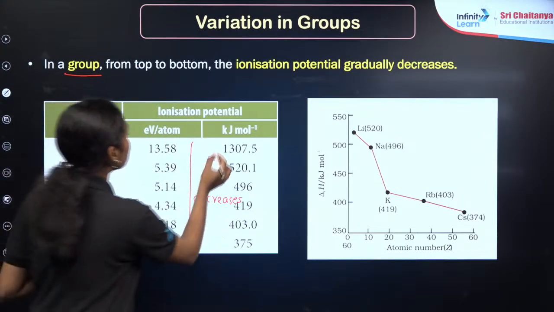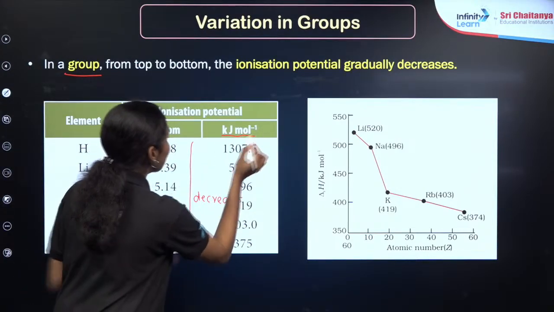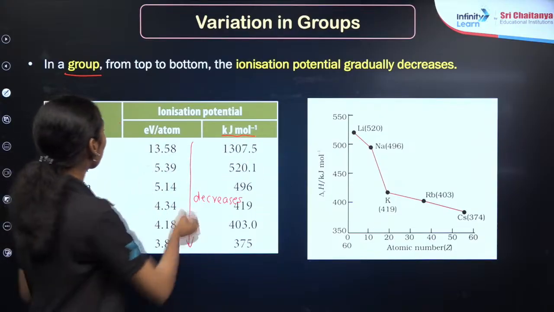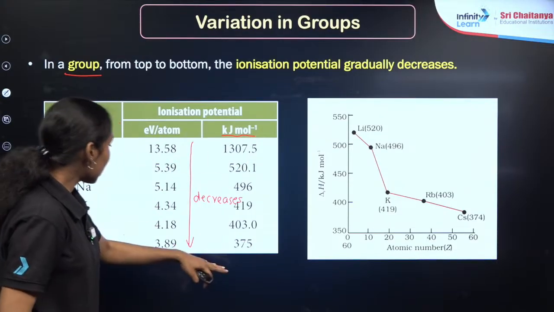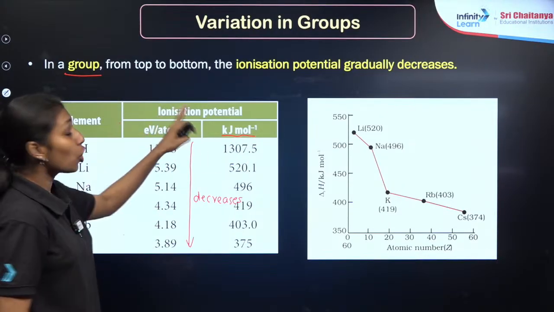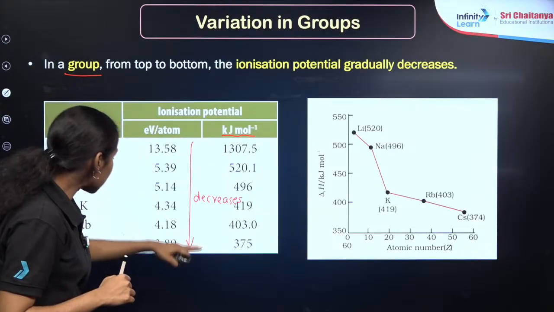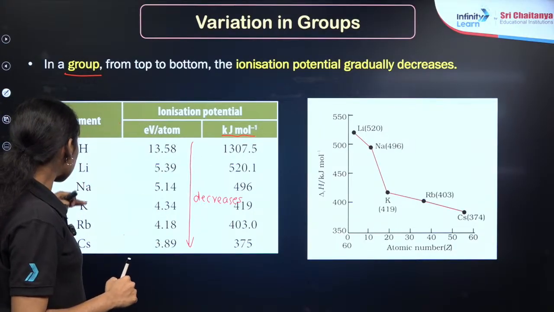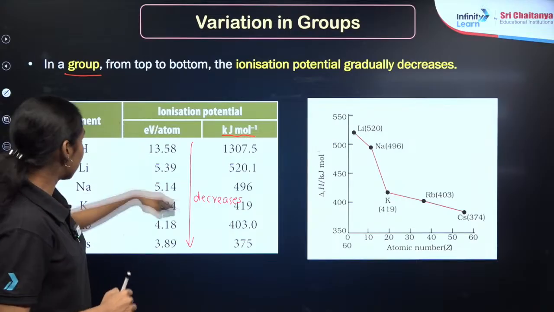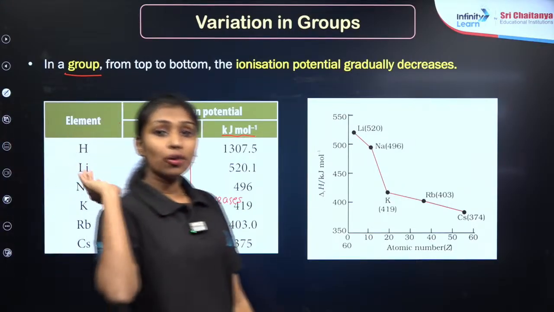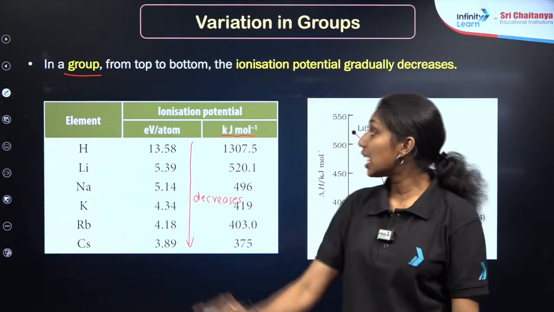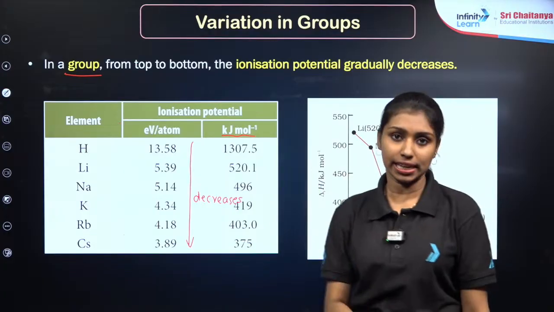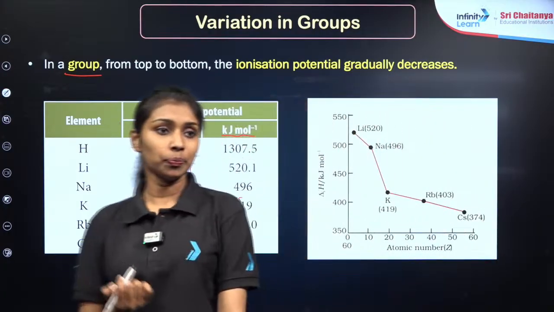These are the major units of the ionization potential. You can express it either in kilojoule per mole or electron volt per atom. As you can see here, the ionization potential or ionization energy always decreases down the group, that is from hydrogen to lithium to sodium to potassium to rubidium to cesium. Which means that along a group from top to bottom, the ionization energy always decreases. What will be the reason?